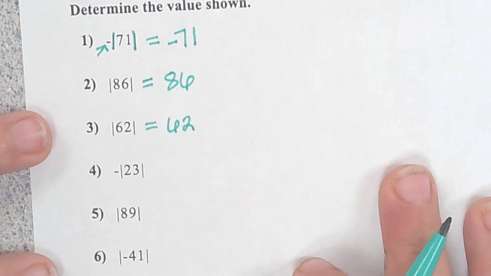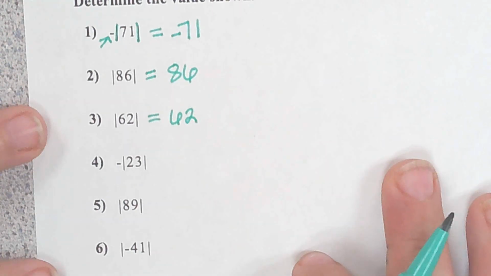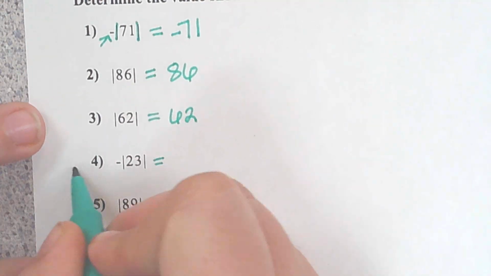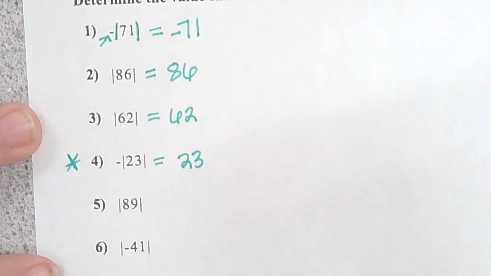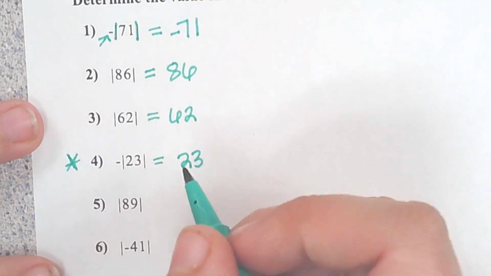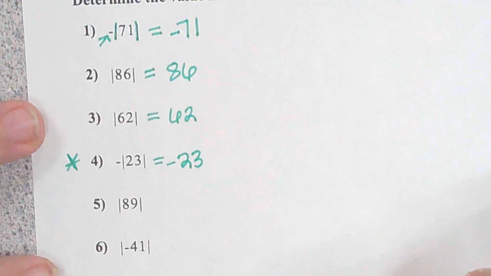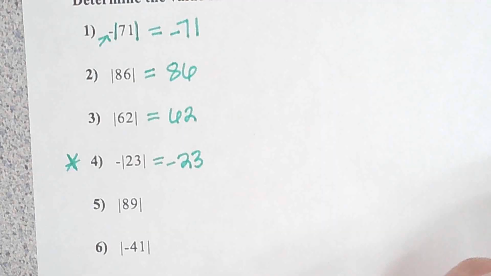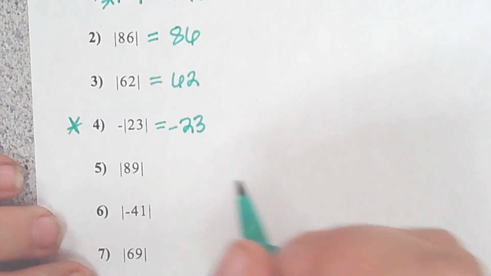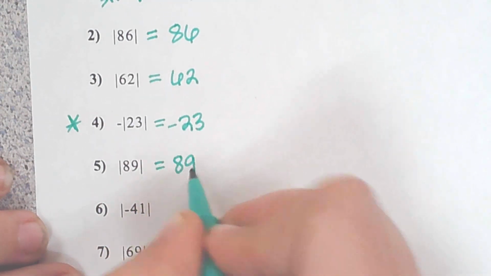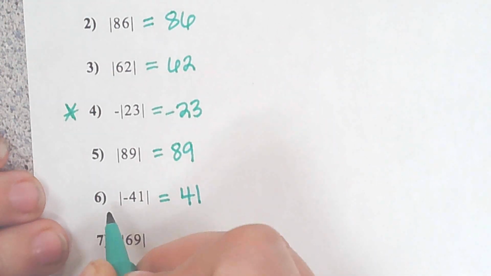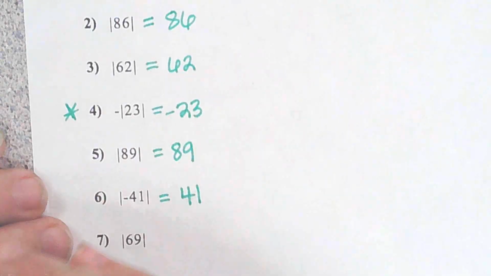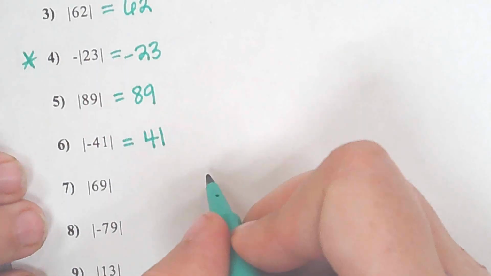It's fine. All right, so if we look at 4, uh-oh, I got a ring-a-ding-ding. It's trying to trick you. The absolute value of 23 is 23, but there's a symbol on the outside. Okay. And then the absolute value of 89 will be 89. And then the absolute value of negative 41 is 41. Was that symbol on the outside? No. So it becomes what? Positive.